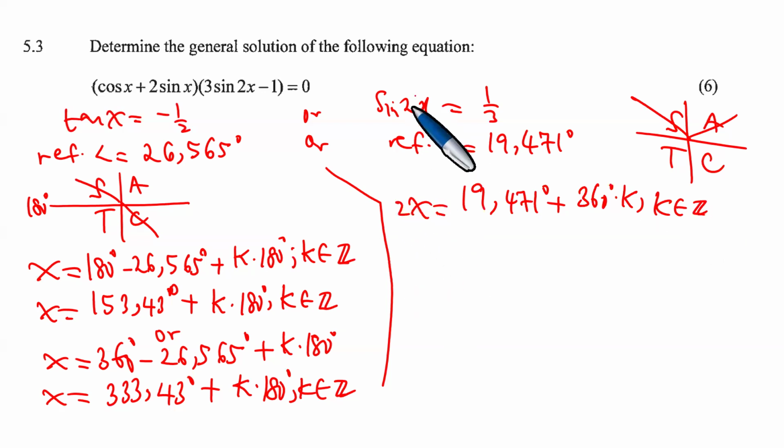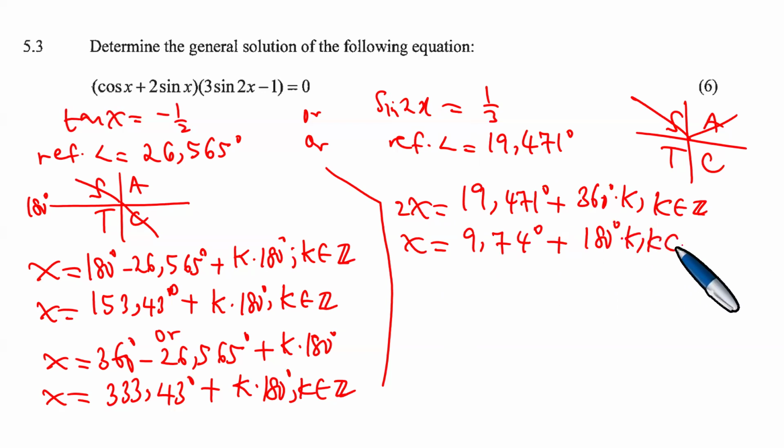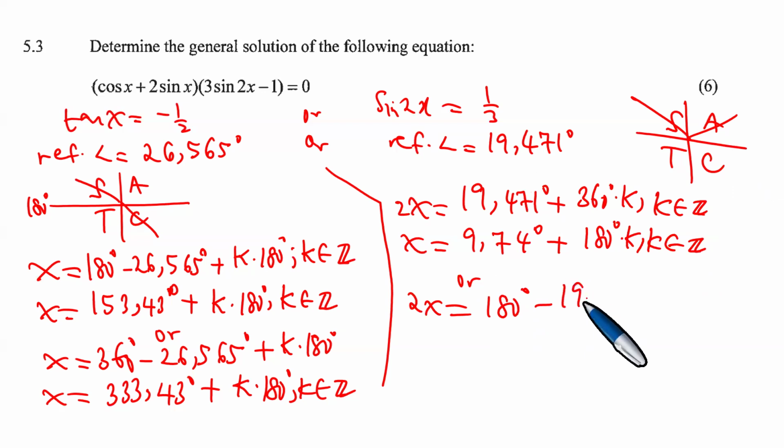Remember, it's 2x. So in other words, 2x equals this here, but then you divide right through by 2. Now 19.471 divided by 2 is 9.74 degrees. If you divide 360 by 2, we get 180 degrees, where k is an element of the set of integers. So we have found a set of solutions in the first quadrant, but now we continue to find solutions also in the second quadrant. In the second quadrant, we're going to use 180 degrees minus the reference angle, which is 19.471 degrees, plus 360 degrees times k, where k is an element of the integers.